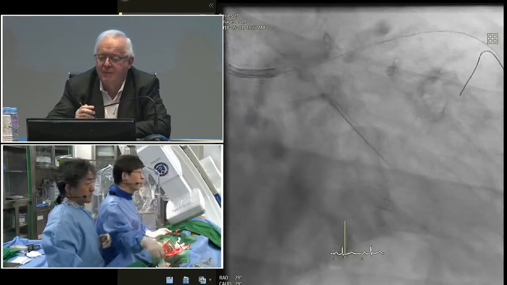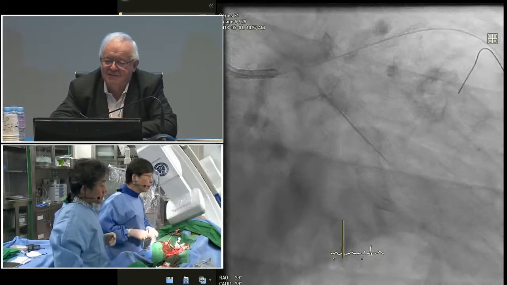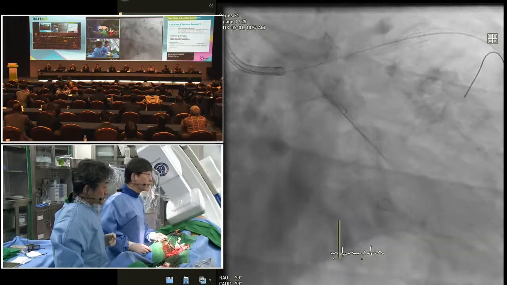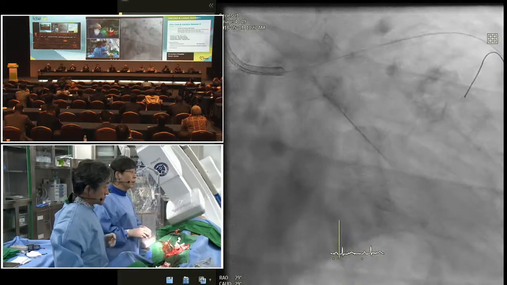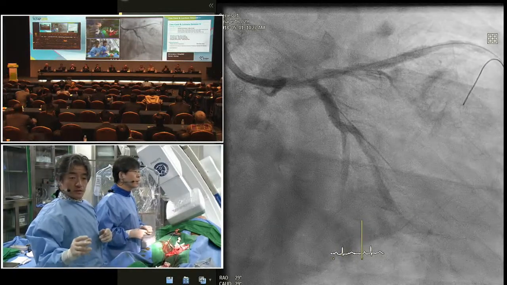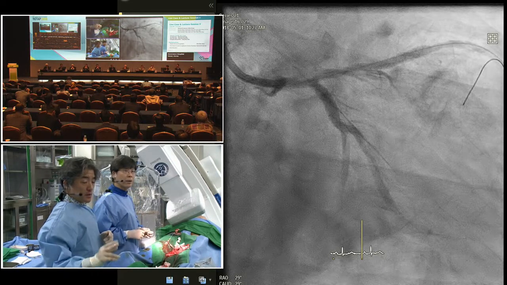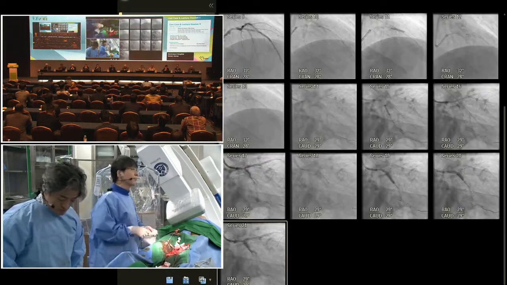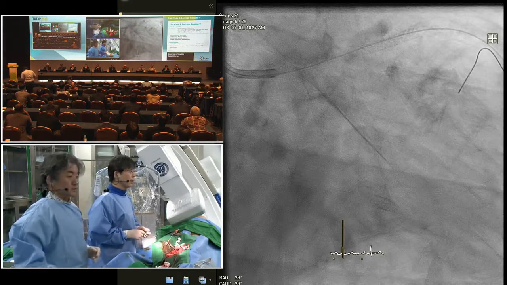Okay, hopefully, I think the ostium of the circumflex is still acceptable, and stent deployment is still acceptable. So I will do the procedure, going to the stent deployment from the proximal LAD to the left main. Okay, 3.5, synergy stent, 28. After the stent deployment, I'd like to try to cannulate the circumflex.